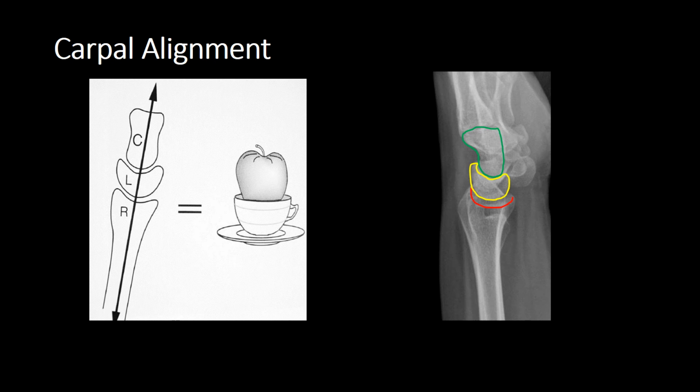In order to assess for carpal alignment, it can sometimes be helpful to think of the capitate as an apple, our lunate as a teacup, and our radius as a saucer. And so the head of our capitate, the apple, sits within our lunate, and that lunate sits within the distal radial articular surface. And we want to make sure that we can draw a straight line through them so that we can be sure that the capitate, lunate and distal radius are all neatly stacked up and there's no dislocation.